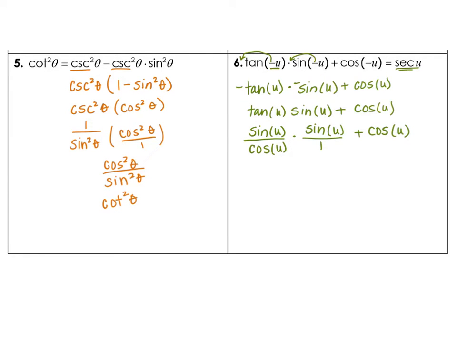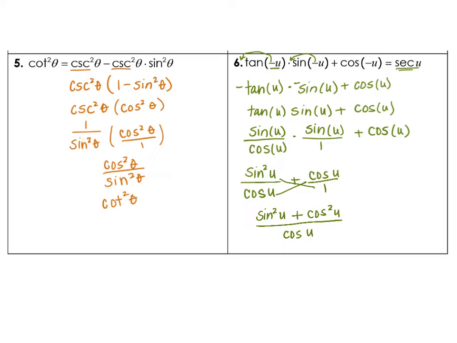If we multiply our first two terms together, we're going to get sine squared u over cosine u plus cosine u, and I'm going to put that cosine u over 1 because it looks like we're going to have to add those fractions. And so when we do, again, we're going to multiply sine squared u times 1, so that is sine squared u, plus cosine squared u, all over cosine u.